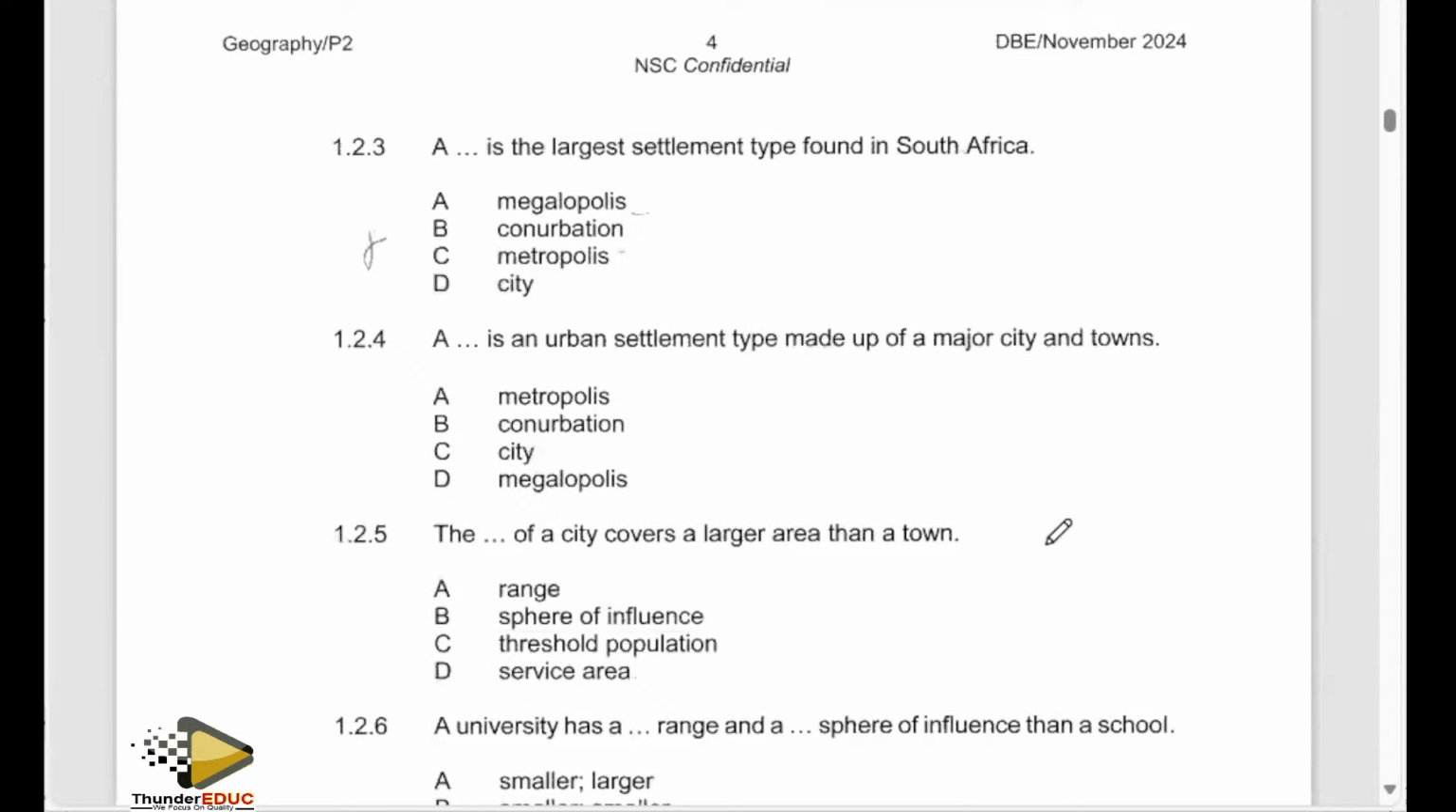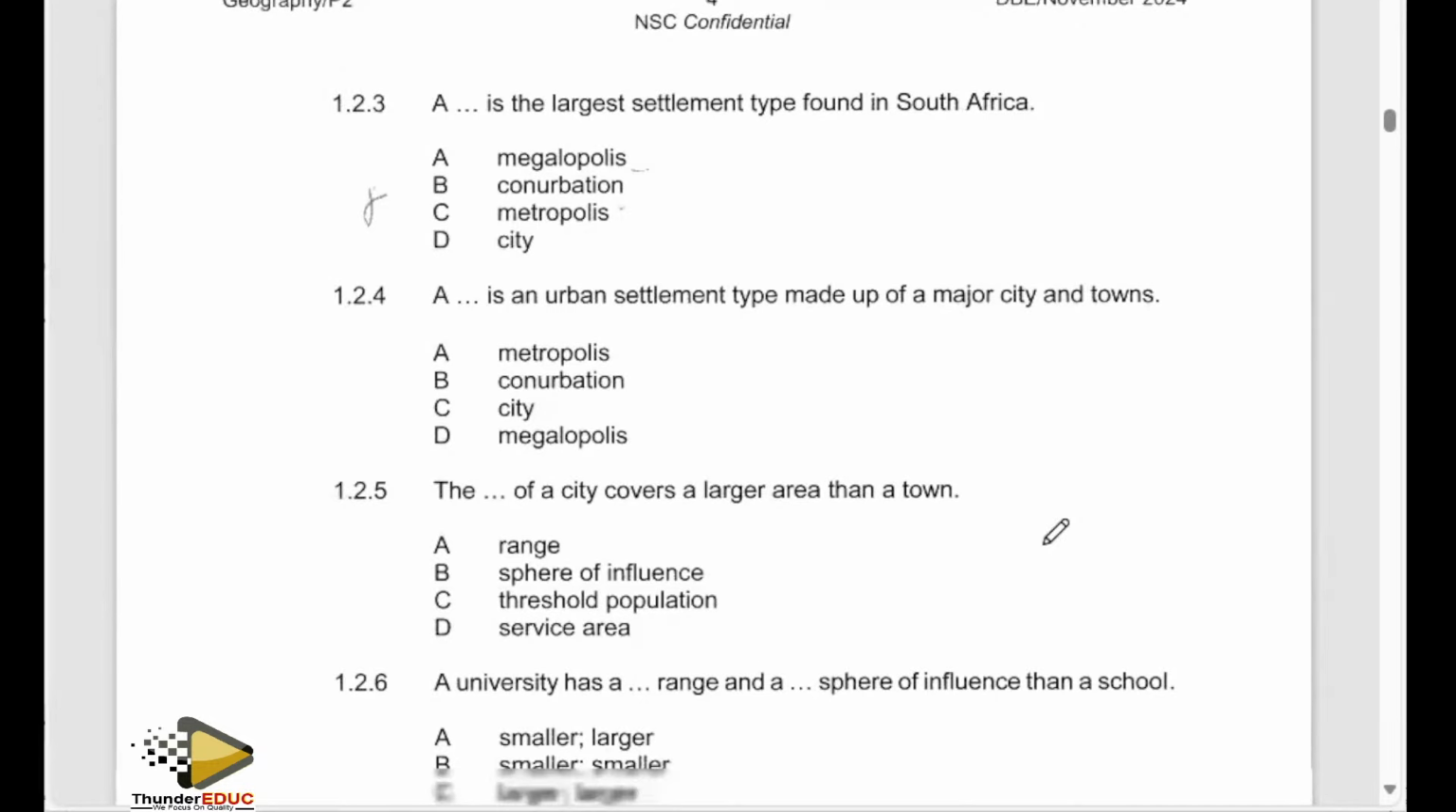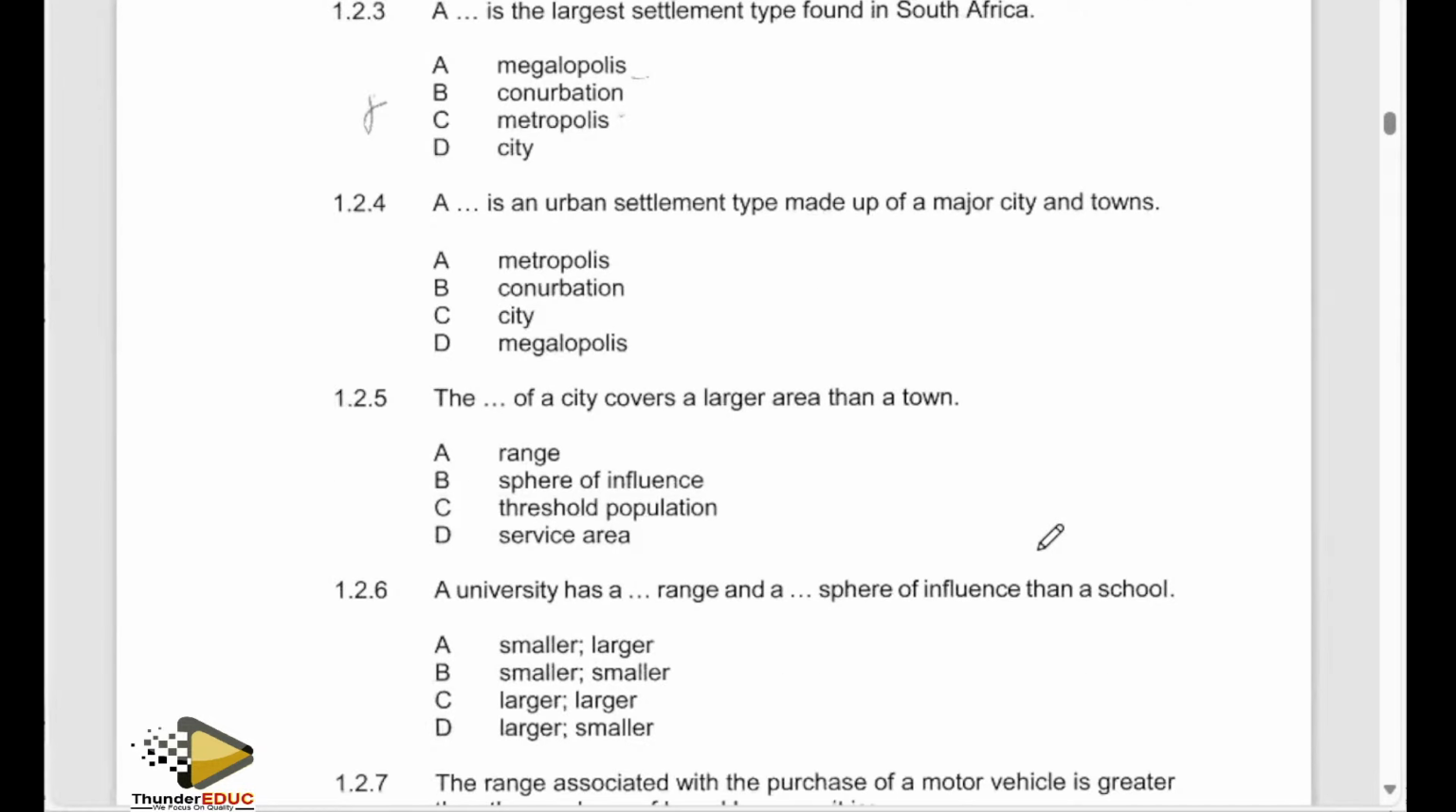A dash is the largest settlement found in South Africa. What is the largest kind of settlement that we find in South Africa? For that matter, our correct response is a conurbation. In this instance, in our conurbation, we have Joburg and Pretoria. Thus, the conurbation for South Africa.